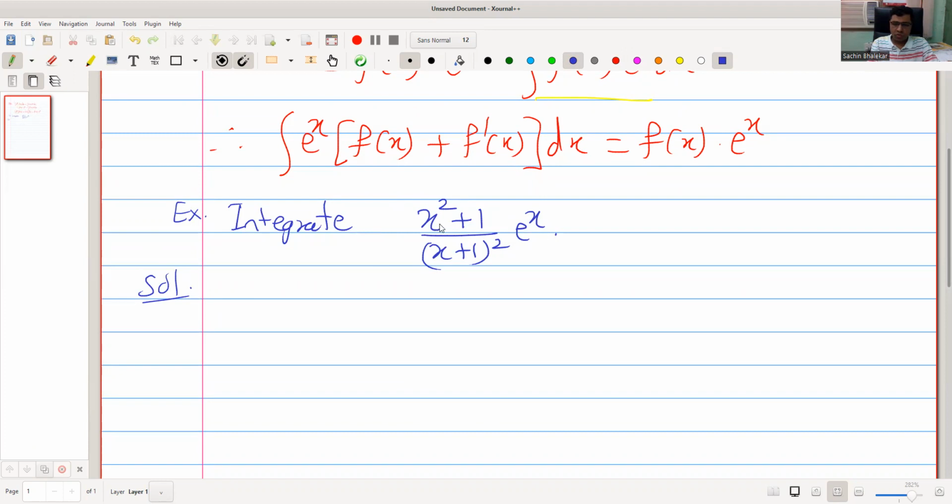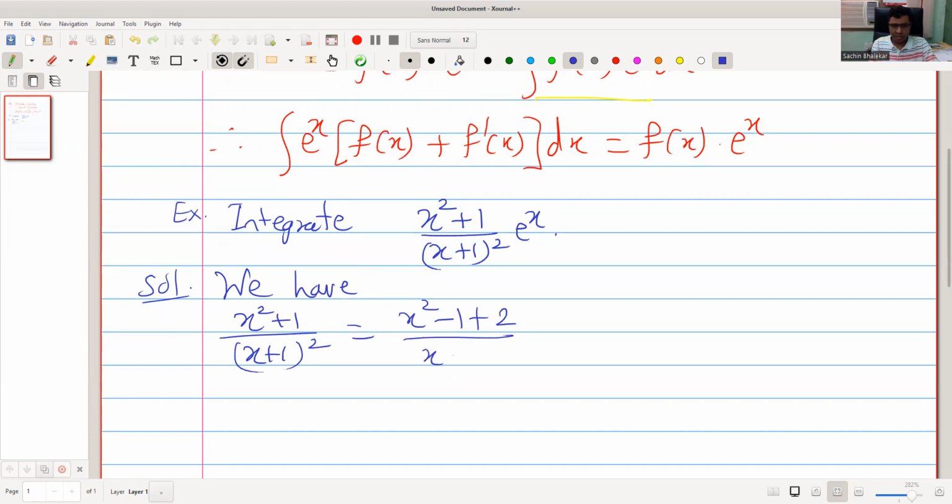Okay, now we know that x square minus 1 is x plus 1 into x minus 1. Okay, so if we add and subtract 1 here, then the term x square minus 1 will be able to cancel one factor in the denominator. Okay, so we have x square plus 1 divided by x plus 1 square equal to x square minus 1 plus 2, divided by x plus 1 square.